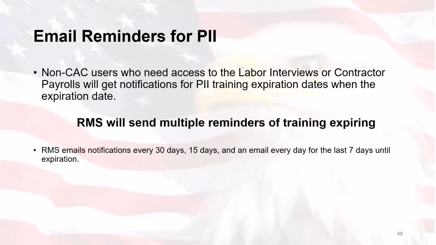So non-CAC users who need access to the labor interviews or contractor payrolls will get notifications for PII training expiration dates when the expiration date is 30 days, 15 days, 7 days, 6, 5, 4, 3, 2, and 1 day prior to the expiration date. And again, once the date has passed. So in order for the user to continue to have access to the labor reviews, the labor interviews or contractor payrolls, the user will need to retake the PII training and provide it to the user's district PII admin before the expiration date.